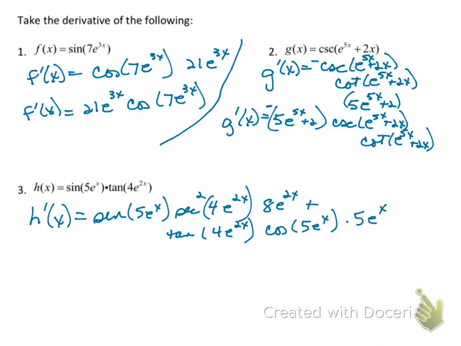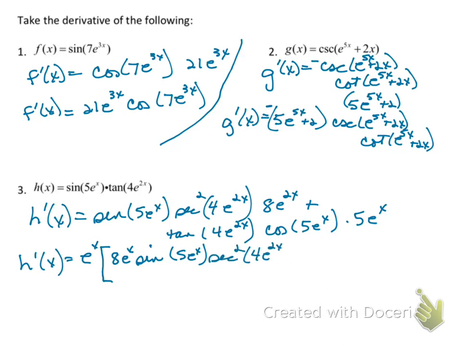Okay, so let's look at that. Do I have anything in common? I really don't have anything major in common, but I'm going to pull out the e to the x and see if we can write this on one line. So I have an e to the x in common. Then I still need another e to the x times 8, and then sine 5e to the x secant squared 4e to the 2x, plus, I pulled out an e to the x, so I have a 5 still, and then tan 4e to the 2x and cosine 5e to the x. We did it. I'm going to put that in a box. Okay, done. So that's that derivative.